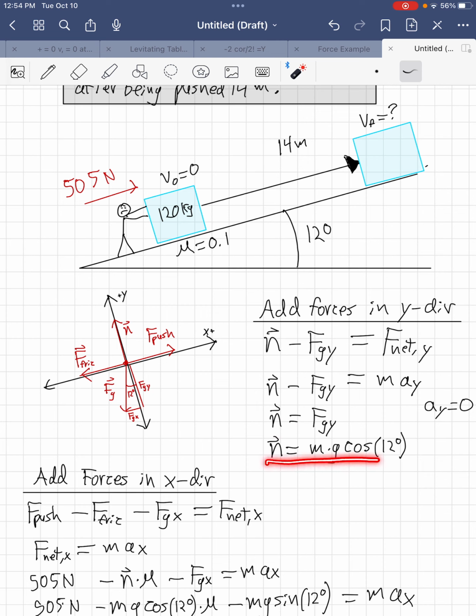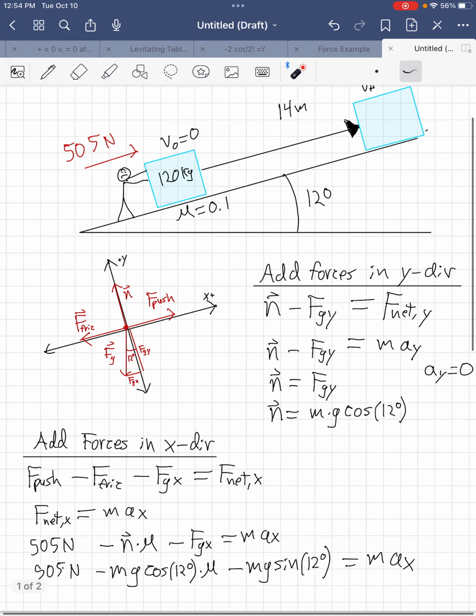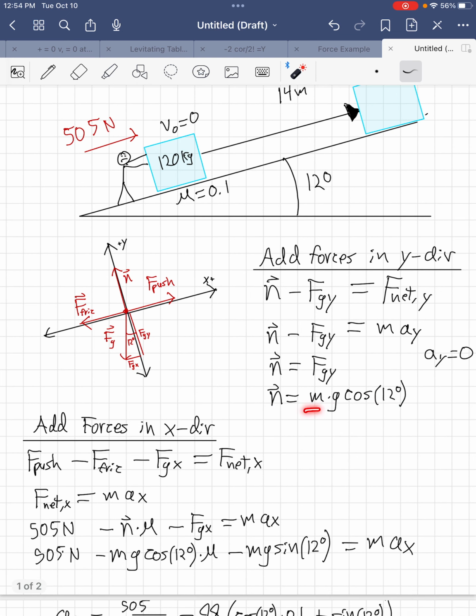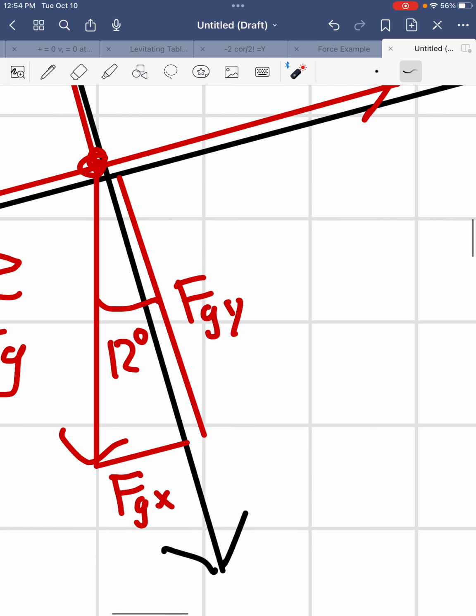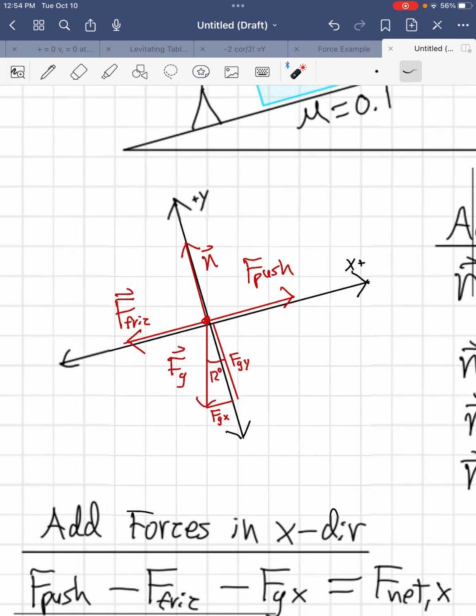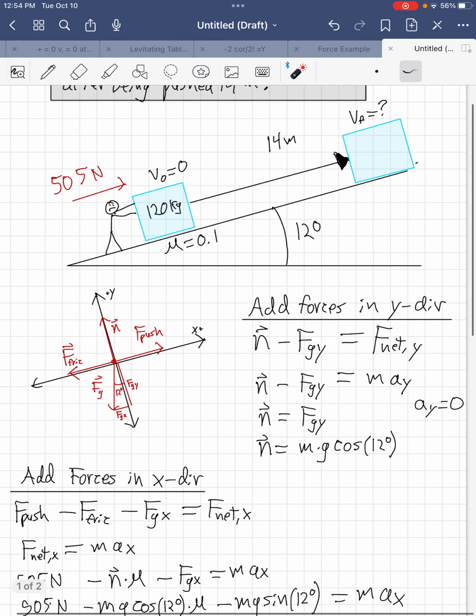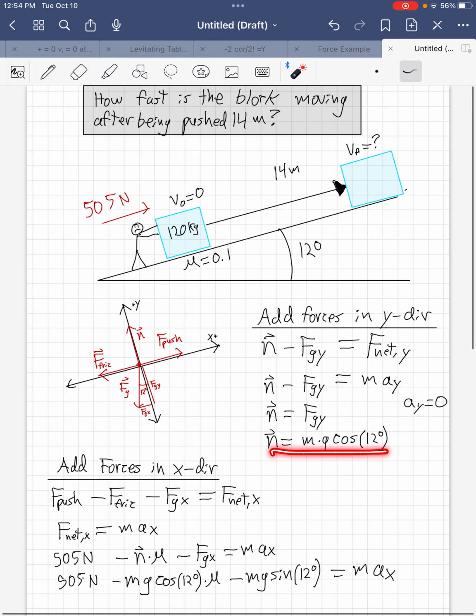And note that the normal force isn't always this. You have to go through the force balance in order to be sure. Okay, so the normal force is going to be equal to the mass times gravity times cosine of 12 degrees. As you can see, consult your triangle. The y component of gravity here is touching this 12 degrees, so it's adjacent to it, so we want to use cosine. All right, so we solve for the normal force.